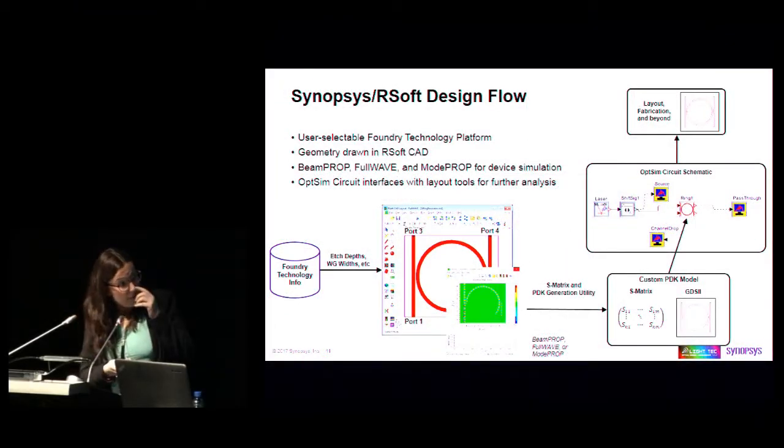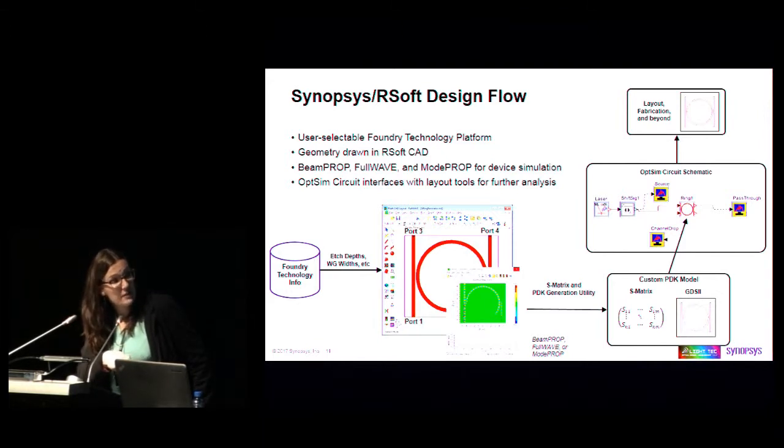But inside the Synopsys RSoft software, we have the RSoft Component tools suite to generate the geometry of a component and then select a specific numerical method to propagate light through the component. From this simulation, we have developed a utility to generate the S matrix and the GDS file for this component. Here it's a ring resonator.